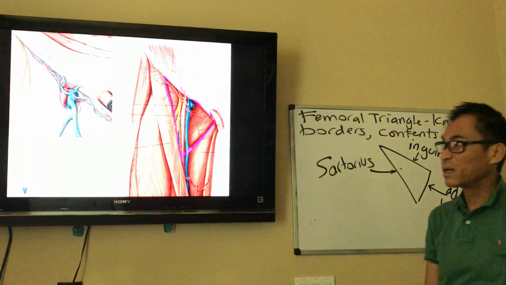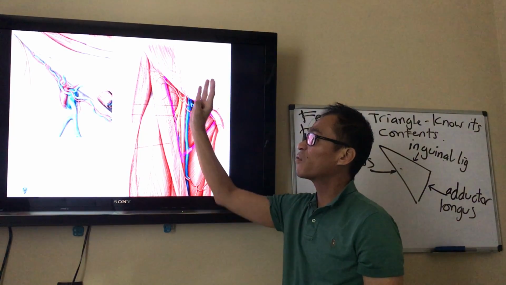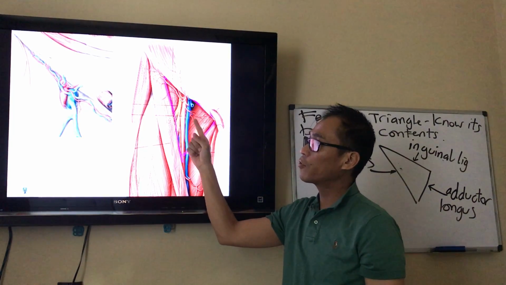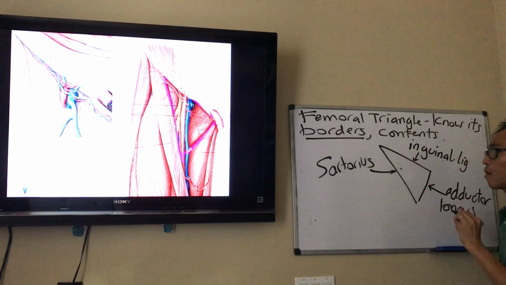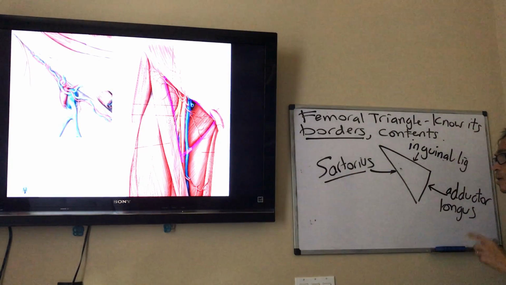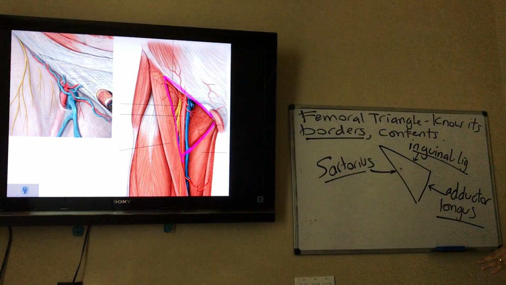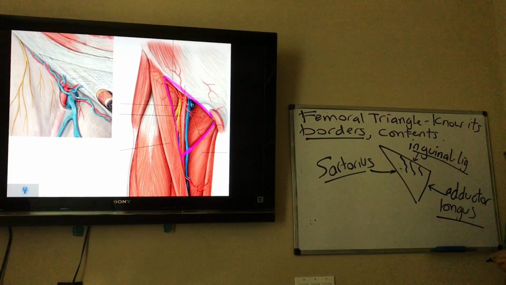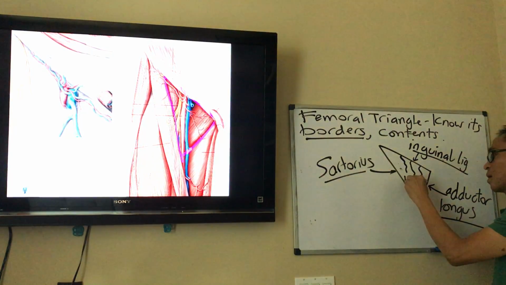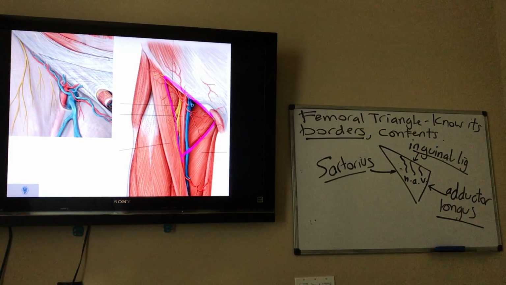And the reason why we want to study this here in the blood vessel unit, know femoral nerve, artery, and vein from lateral to medial. Nerve, artery, and vein. Those are the contents. So we just went through the borders. They are, again, sartorius, forming the lateral border, adductor longus, medial border, and the inguinal ligament is the base of the triangle. We have femoral, again, from lateral to medial, nerve, artery, vein. NAV. Those are the contents.